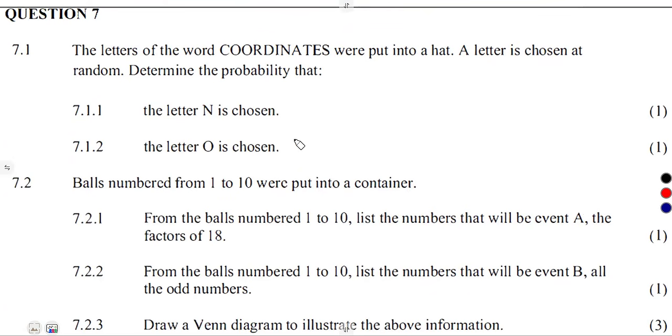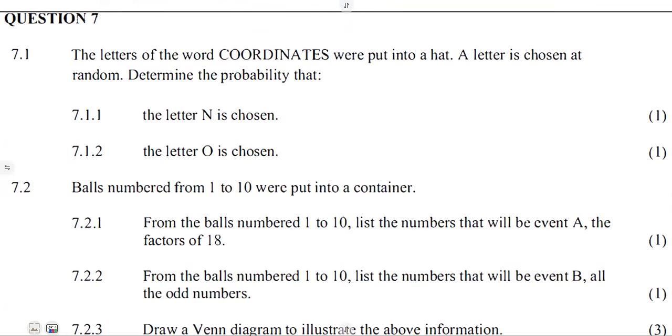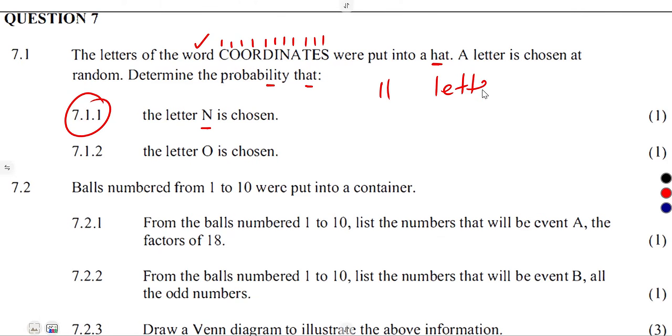All right, then question 7, we are given the letters of the word coordinates were put into a hat. A letter is chosen at random. Determine the probability that, 7.1.1, the letter N is chosen. How many letters do we have from coordinates? 1, 2, 3, 4, 5, 6, 7, 8, 9, 10, 11. There are 11 letters. So what about the letter N? How many do we have? It is only one N out of 11.